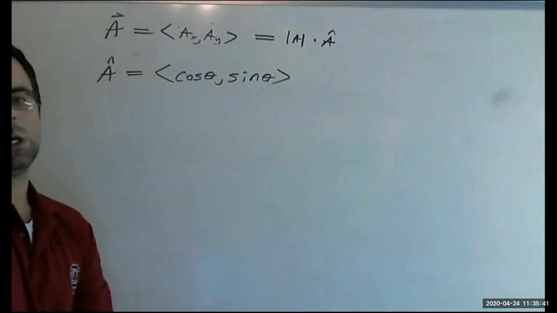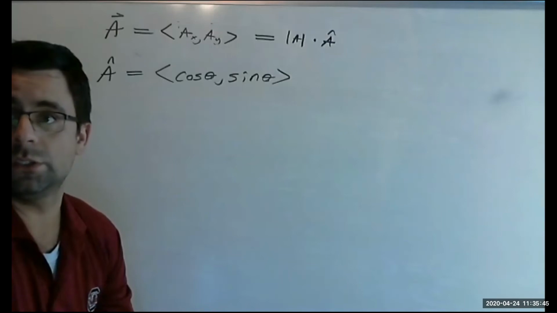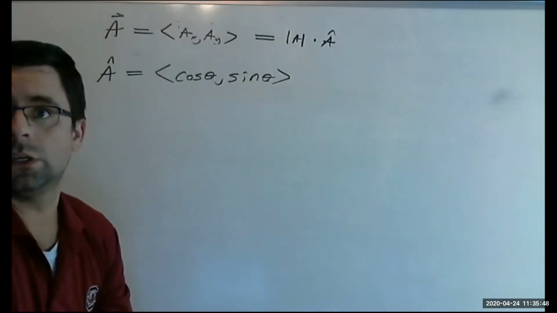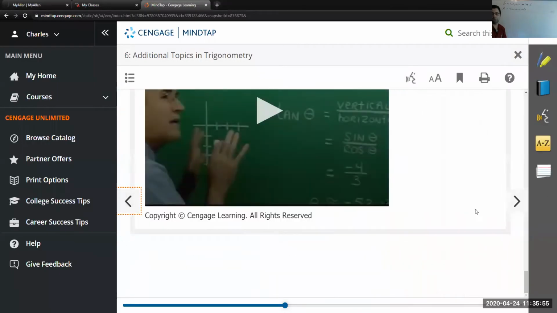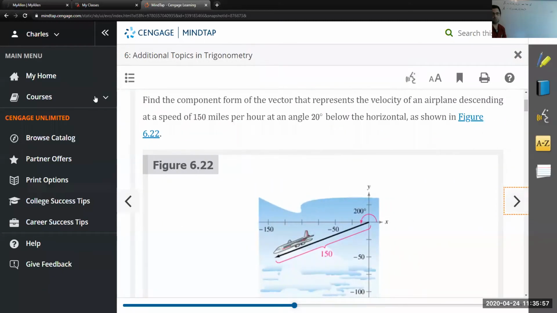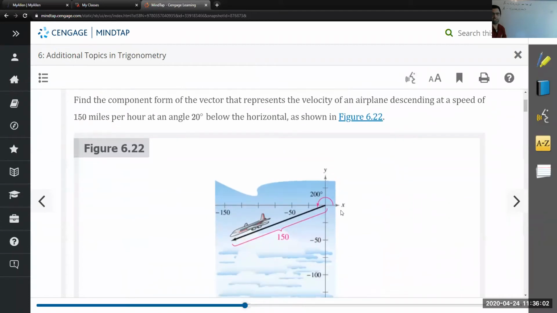So we're going to do a quick example. And I'll just show the picture to you. So find the component form of a vector that represents the velocity of an airplane descending at a speed of 150 miles an hour at an angle 20 degrees below the horizontal.